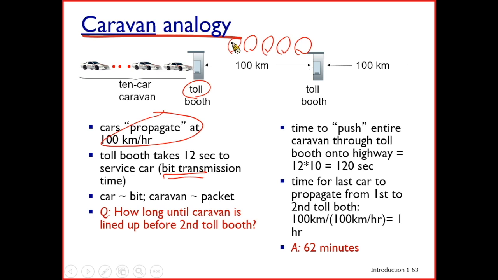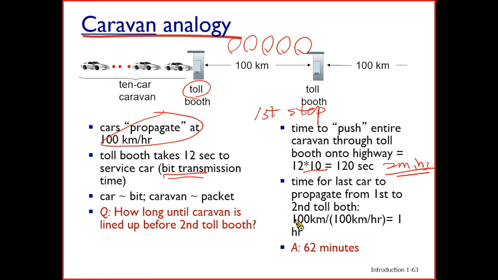The first step here: time to push the entire caravan, not a single car. So first car, second car, so we have 10 cars. We have a 10-car caravan. So we have 12 seconds, and 10 cars, so here we have 2 minutes. All right, 2 minutes. And once we have 2 minutes, we have the propagation time, the propagation delay.